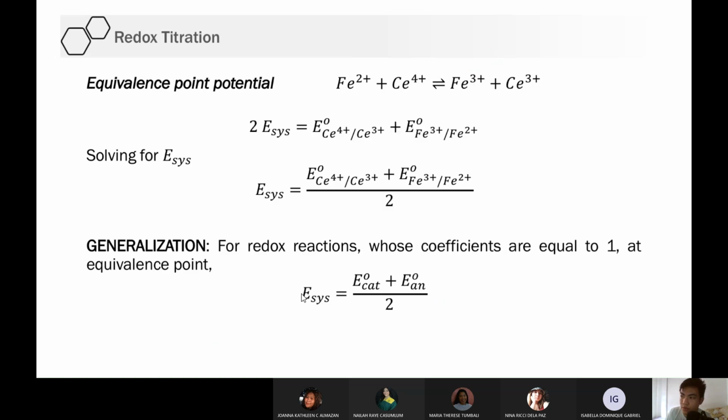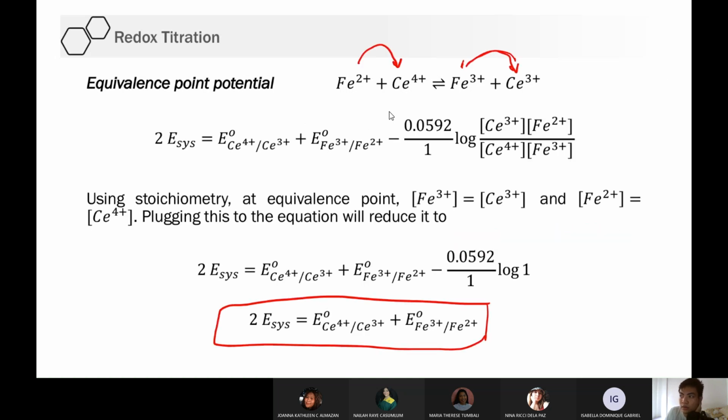Okay? So solving for E system, you just divide it by 2. So the general formula actually is this one. For redox reaction, whose coefficients are equal to 1, the equivalence point equation is this. E system equals E cat minus E anode over 2. Okay? So ganun lang. But this is again, ang coefficient dapat dito ay equal to 1. Kasi kapag equal to 2 or others, magbabago to. Magbabago yung sagot natin dito.